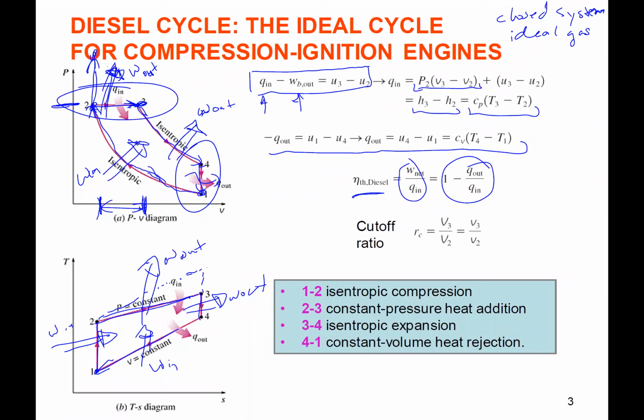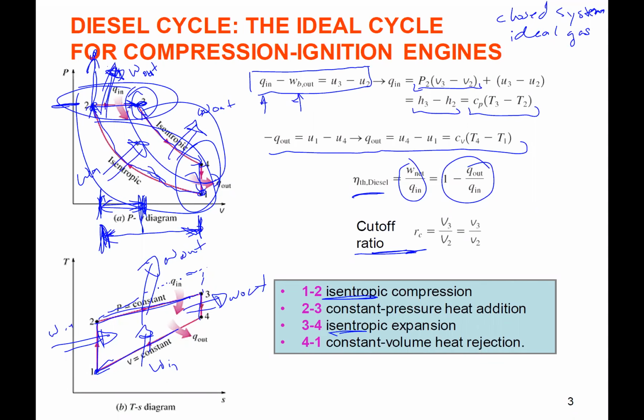The other parameter we have is the compression ratio, but we have a new one also. We have this cutoff ratio, right? The compression ratio tells us about this volume change. Okay, large volume, small volume. But now we have state 3 here at a different volume. So the cutoff ratio tells us about that change, that new location we have. We still have 1 to 2 and 3 to 4. We still have isentropic relationships, right? In the diesel cycle.